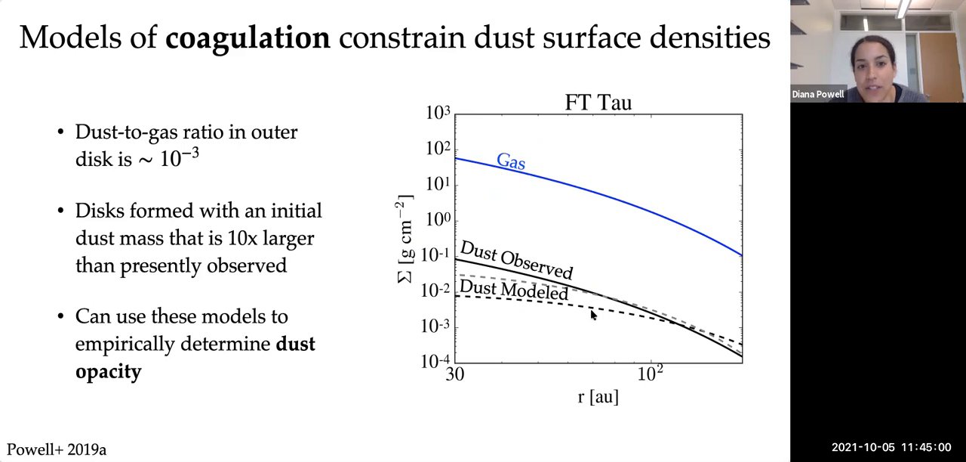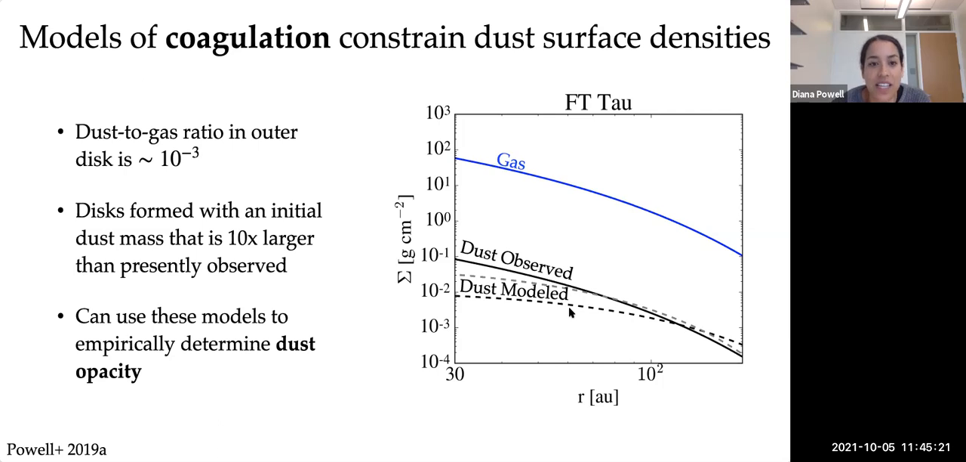And so here I'm showing surface densities for the disk FT Tau, where the blue line is the total gaseous surface density derived using our dust line method, and the solid black line is the observed dust surface density. And here the dashed lines are dust surface densities derived using analytic and numerical treatments of particle coagulation.